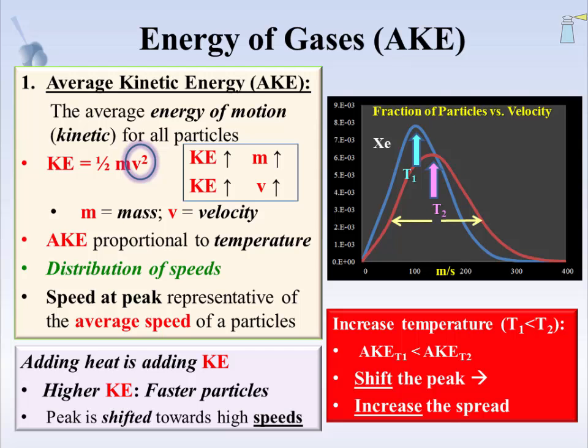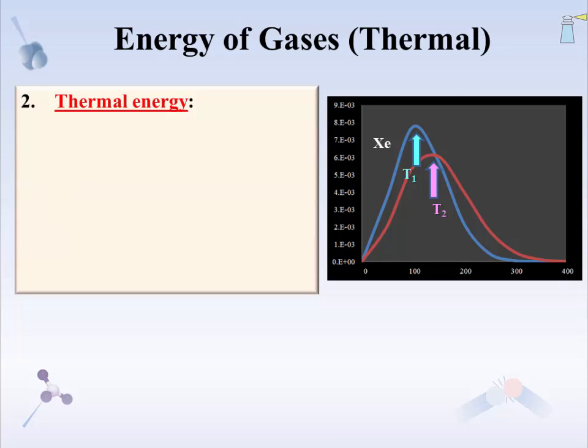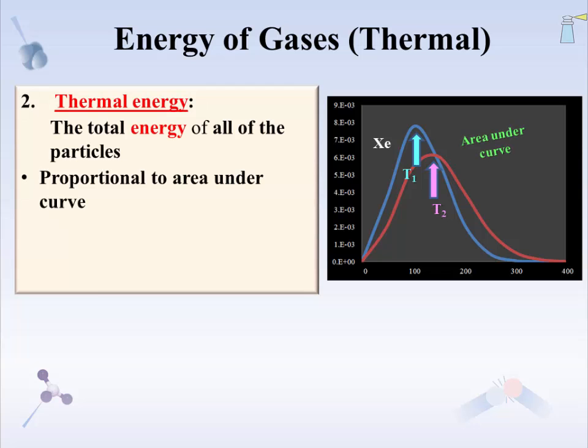Looking at gas from the perspective of kinetic energy is about the speed of the particles. The other energy perspective is thermal energy. It is concerned with the total energy of the particles. The total energy of a sample of gas at a particular temperature is proportional to the area under the curve. The thermal energy under the first condition, T1, is proportional to the area under this bell-shaped curve. And the thermal energy under the second condition, T2, is proportional to the area under this bell-shaped curve.